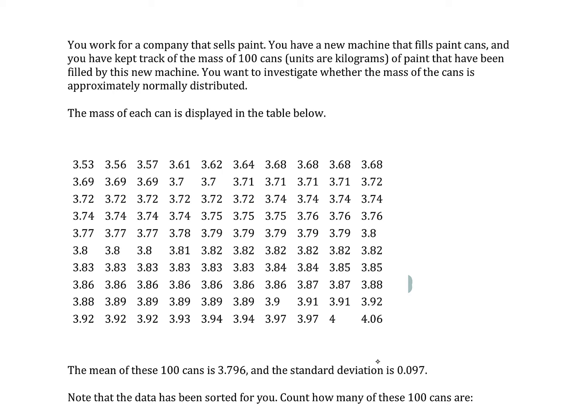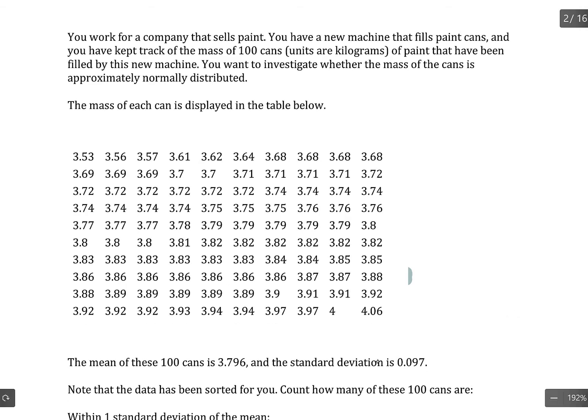You work for a company that sells paint. You have a new machine that fills paint cans, and you've kept track of the mass of 100 cans of paint that have been filled by this new machine. You want to investigate whether the mass of the cans is approximately normally distributed. The mass of each can is displayed in the table below.